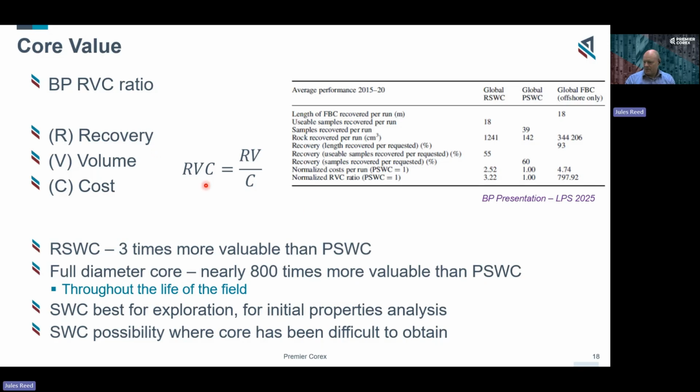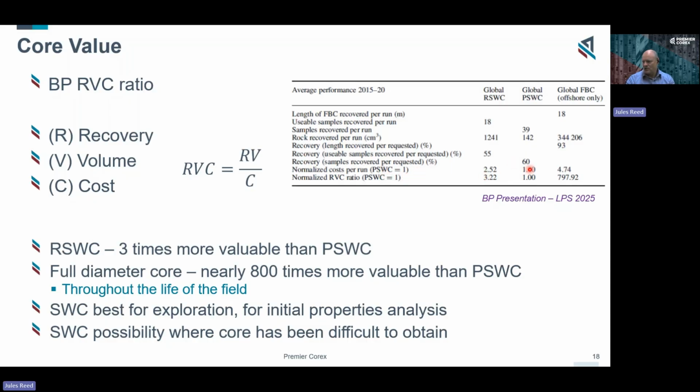In a different BP presentation, but from the same LPS earlier this year, BP did a similar look at the value of core, and they used this equation here. We called it the RVC ratio, so recovery, volume, and the cost of different core types. This RVC is the recovery times volume divided by the cost. And they presented this table here showing a normalized ratio to the percussion sidewall cores.